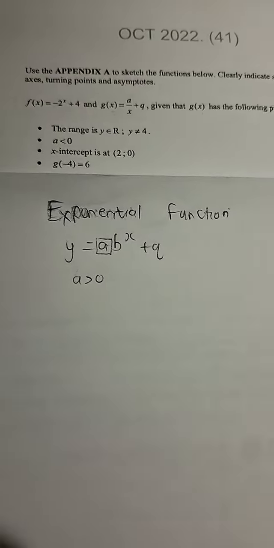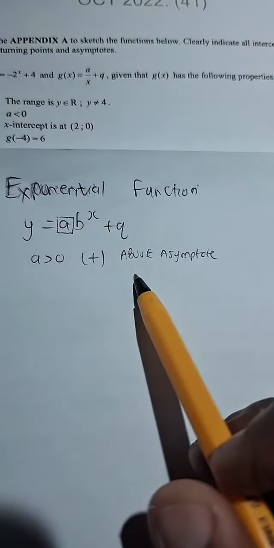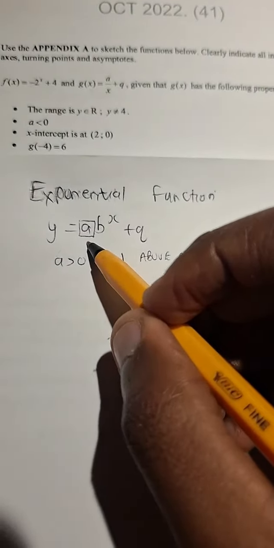So for our exponential, just allow me to write in pen. For our exponential function, the form of the function is y is equal to ab to the power x plus q. Now this a, when it is greater than 0, it means that a is positive. And when that is the case, the function will always be found above what we call the asymptote. So that's when a is greater than 0.